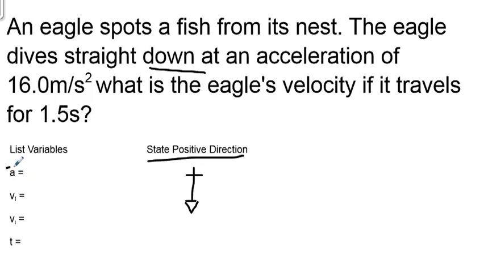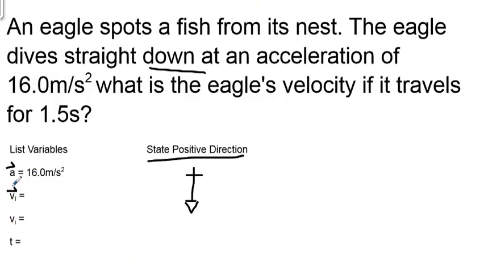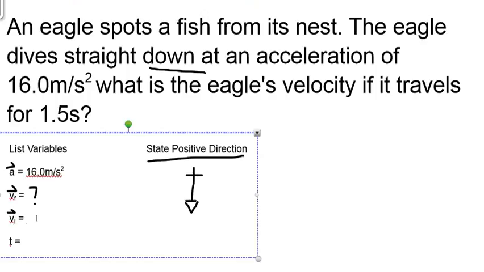Next, we list our variables that we were given in the question. So acceleration is equal to positive, because it's down, 16.0 meters per second squared. Our final velocity is what we're looking for. We're looking for that velocity after 1.5 seconds. Our initial velocity was given to us in the question. The eagle is in its nest and then it starts moving. So our initial velocity is going to be 0 meters per second. And the amount of time that we were given in this question is 1.5 seconds.